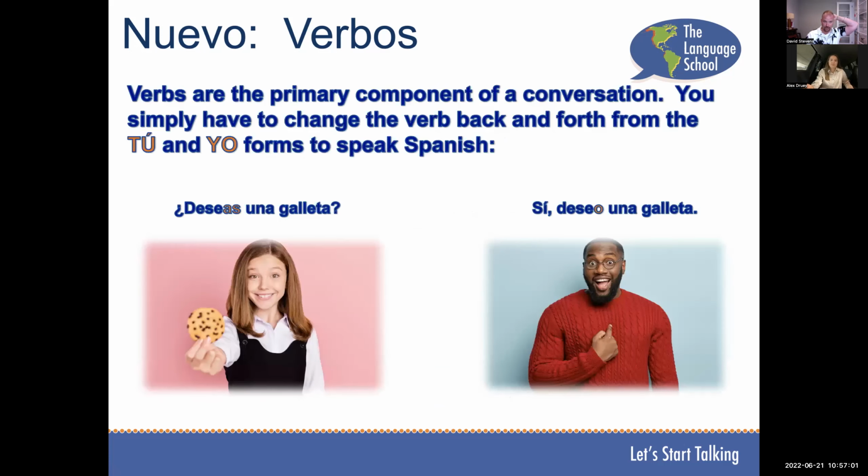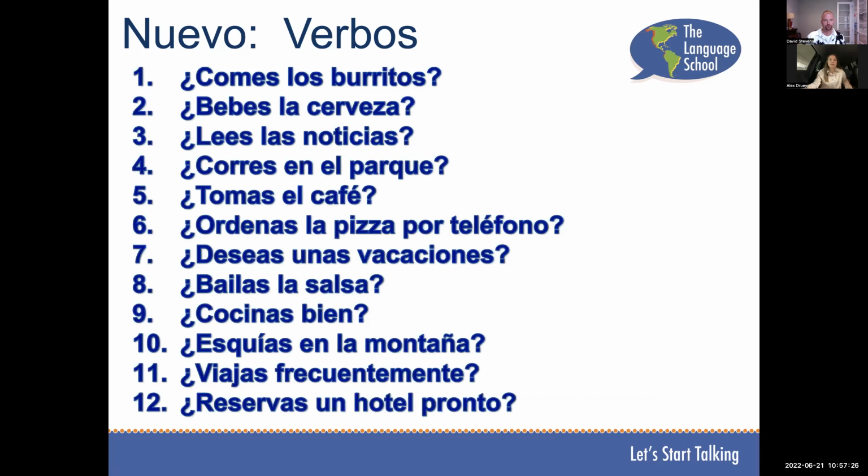Good. All right. So putting it together conversationally, this is what I want you to get comfortable with, right? So you have the verb here, desear, but to make the question, you say deseas. Do you want? ¿Deseas una galleta? And in the answer, it's sí, deseo una galleta. ¿Deseas una galleta? Sí, deseo una galleta.